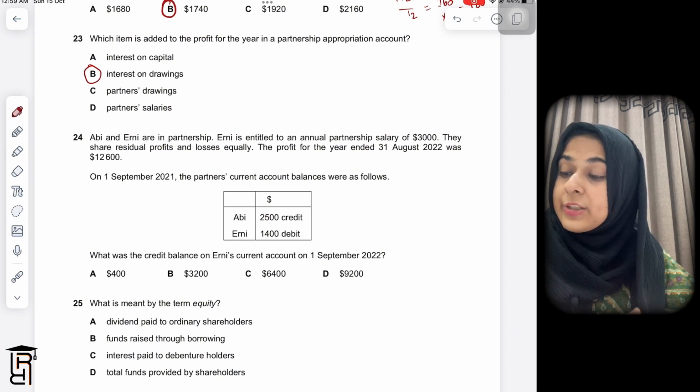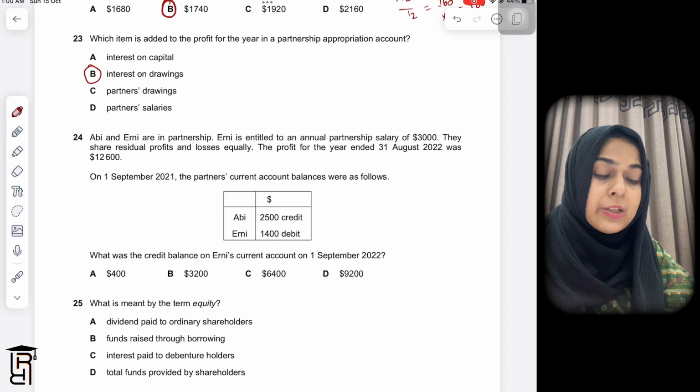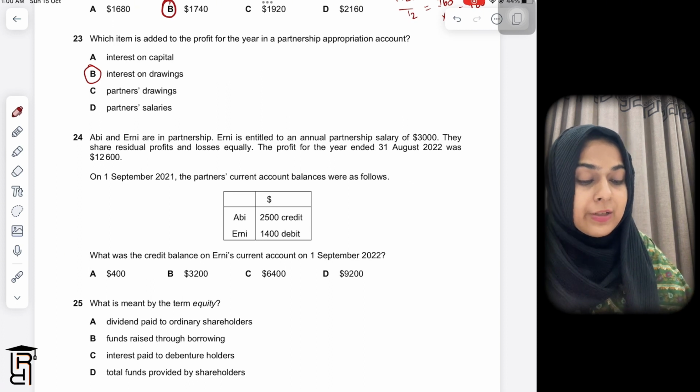Okay. Question number 24 is saying Abby and Ernie are in partnership. Ernie is entitled to an annual partnership salary of 3,000 and a share of residual profits. They share residual profits and losses equally. The profit for the year ended 31st August 2022 was 12,600. Then they are saying on 1st September 2021 the partners' current account balances were as follows. Abby's current account balance was 2500 credit, Ernie's current account balance was 1400 debit. What was the credit balance on Ernie's current account on 1st September 2022?